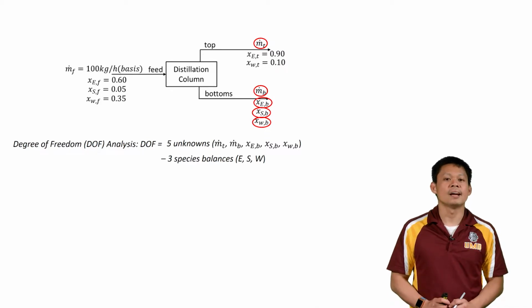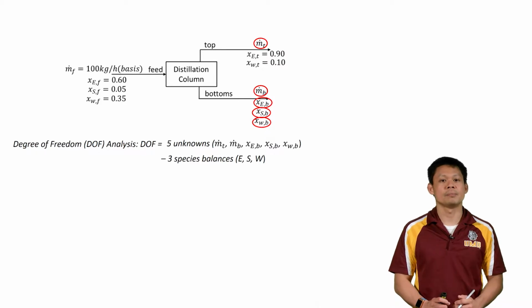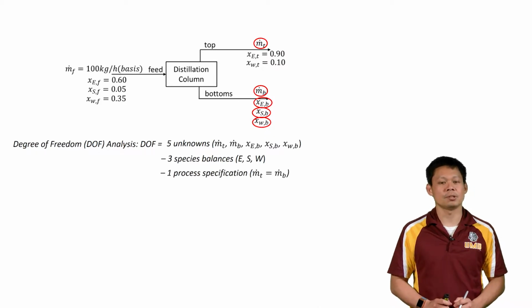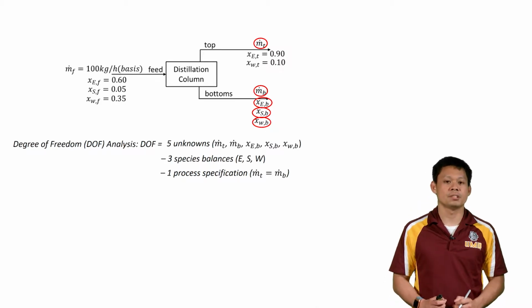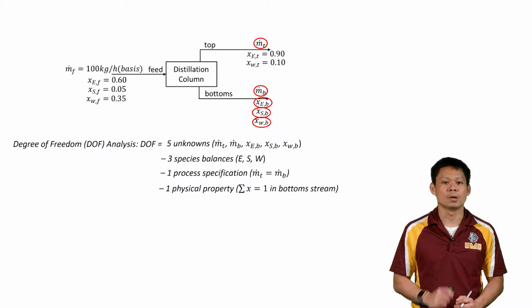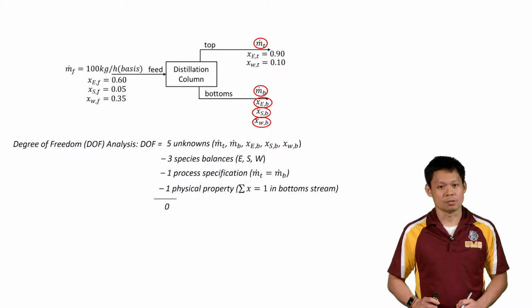The next thing we can look at is process specification. We know that we are given one of them, which is that the top and bottoms must have the same mass flow rates. So we have one process specification. And the last thing we have is a physical constraint. The sum of mass fractions in the bottoms has to be equal to 1. So now we have 5 minus 3 minus 1 minus 1. That will give us our 0.